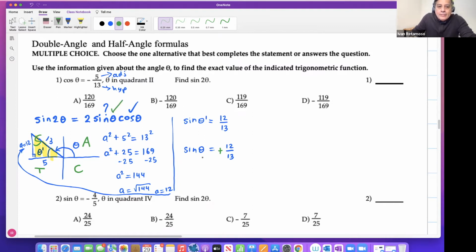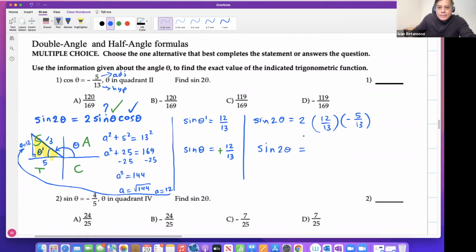We found the sign. So now we go back to our formula and we say, okay, now we can complete the computation because we have all the ingredients here for our formula, right? So sine of 2 theta will be just equal to 2 times sine of theta that we just found, 12 over 13, multiplied by cosine of theta that was given here, right? Be careful with the signs there, guys. Now you will get finally your sine of 2 theta, right?